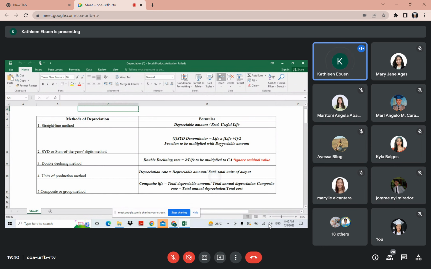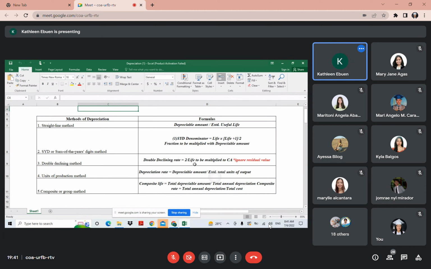Okay? And then, sa double declining method naman, ibig sabihin 200% of the straight line method. So, 2 over life, and then, i-multiply po natin sa carrying amount. So, sa lahat po ng methods ng depreciation, yung double declining lang yung nag-i-ignore or nag-i-snub sa residual value. So, i-multiply natin siya sa carrying amount. Ignore the residual value. So, 2 over life multiplied by the carrying amount.